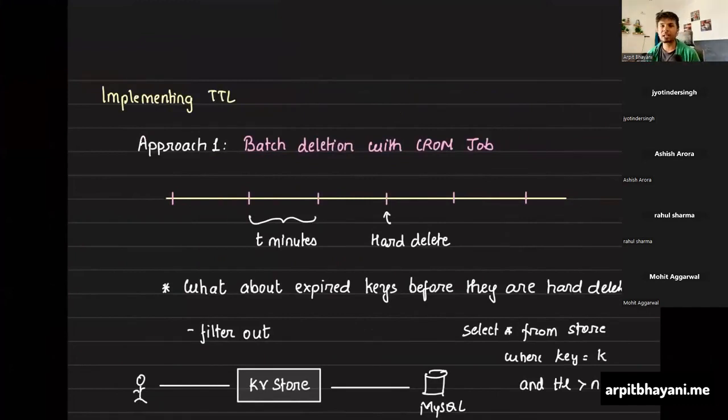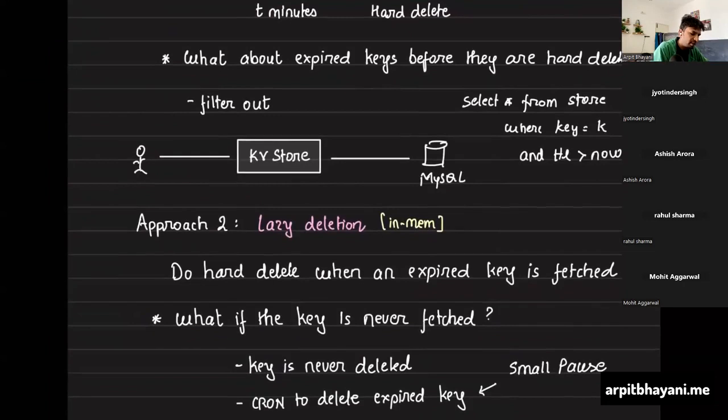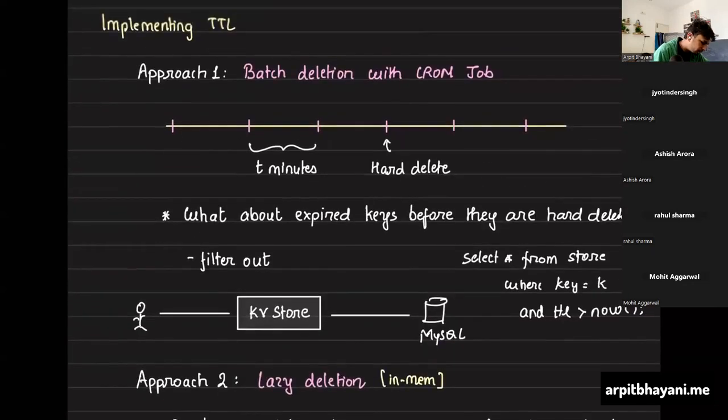Okay. Now talking about TTL. We'll talk about multiple approaches. First one, batch cron job, straightforward, and then we'll talk about how Redis does it, a very interesting algorithm. So approach one, we do batch deletion with a cron job. Every T minutes, we trigger a hard deletion that fires a query that looks something like this. It would just do a hard delete where we fire delete queries: delete from table where expired_at is less than now, right? It would do that hard delete for you.